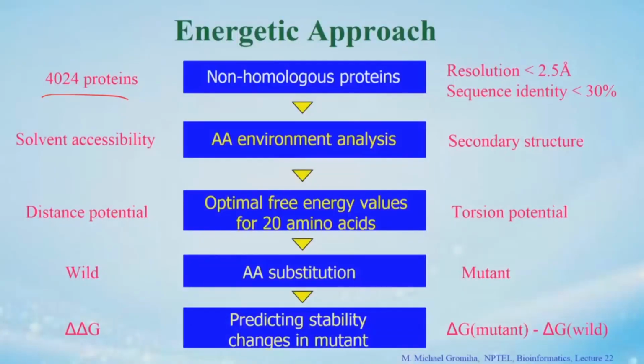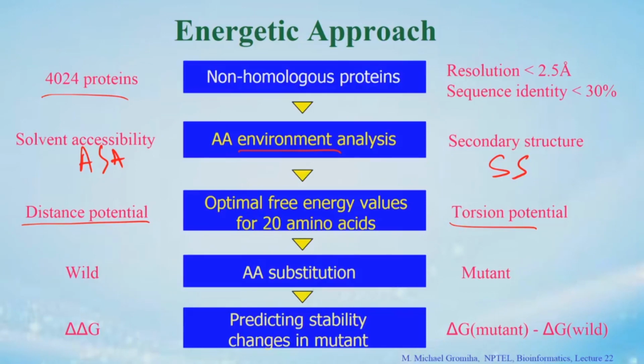Based on these aspects, first we collect a set of proteins, for example around 4000 proteins, with high resolution, maybe less than 2 or 2.5 angstrom, and low sequence identity. Then we classify the location of each residue into different groups based on ASA and the secondary structure. This will give you the environment. Then we need to derive the potentials, how each residue in each secondary structure or depending on each accessibility makes contacts with the different residues. Likewise, you can see the torsion potential, how the conformation will change and how it will affect the stability.